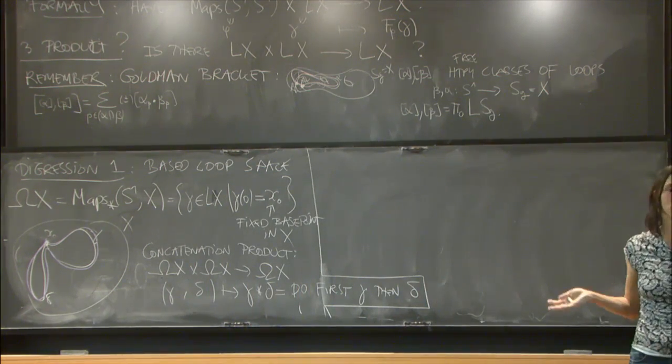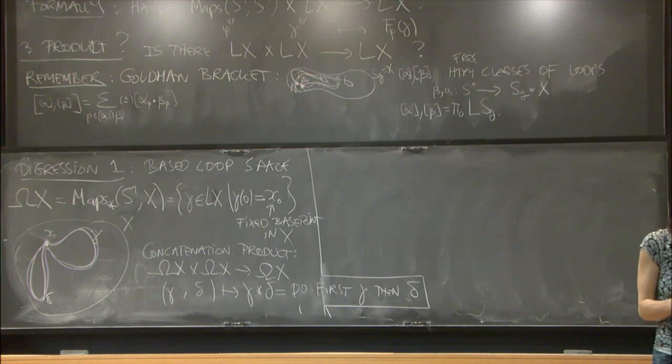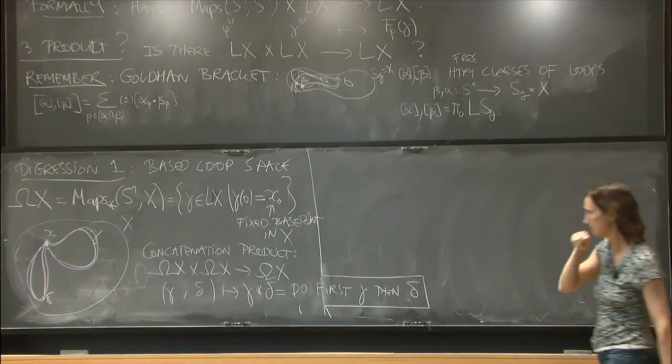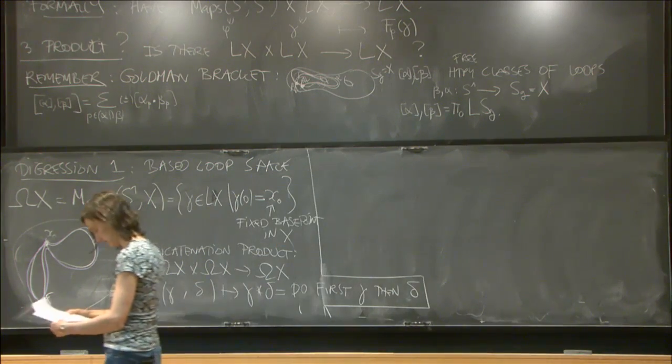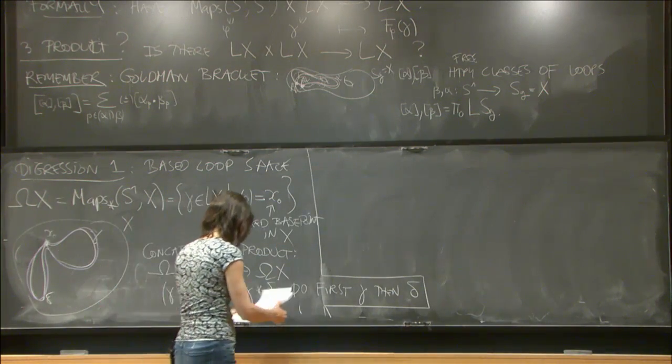We're going to have to go to, at the very least, something like the singular chains of the space. We have to do something algebraic, otherwise we can't sum. But the intersection product also won't live on the space level. It will also be on the level of homology.